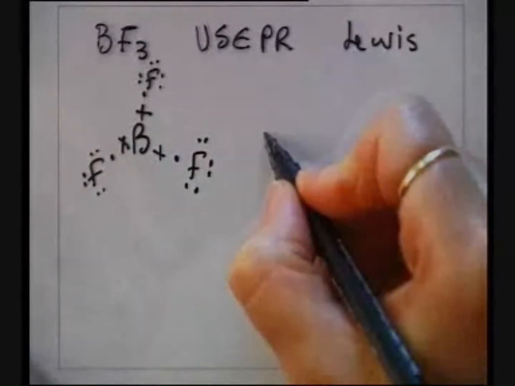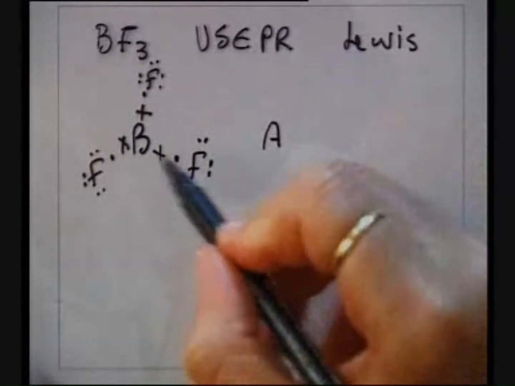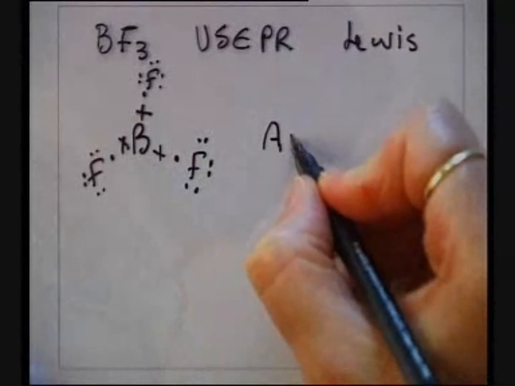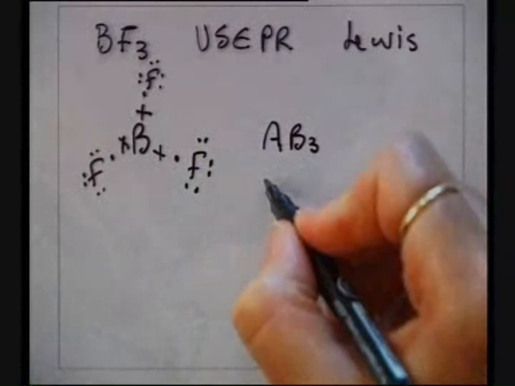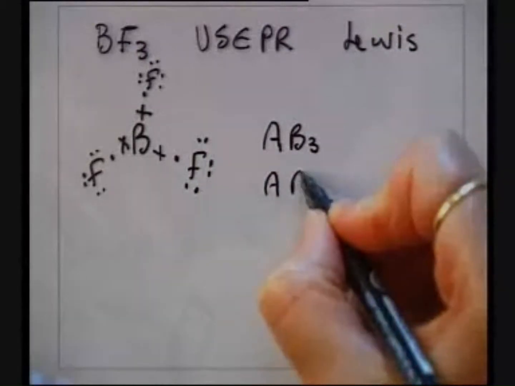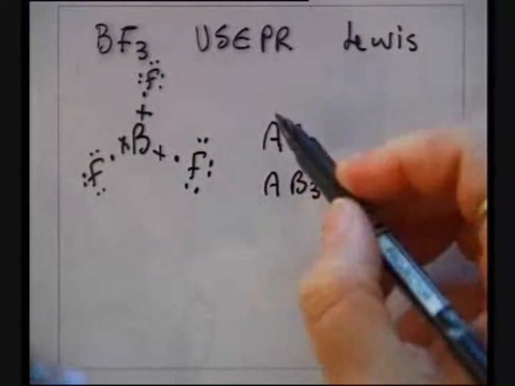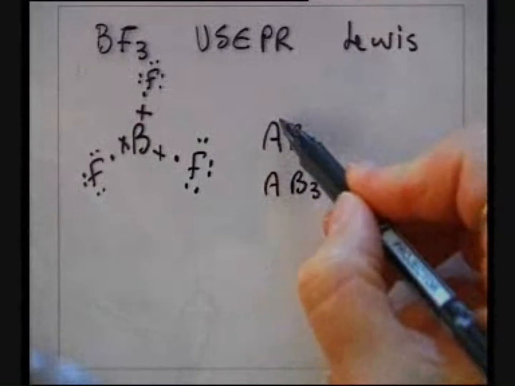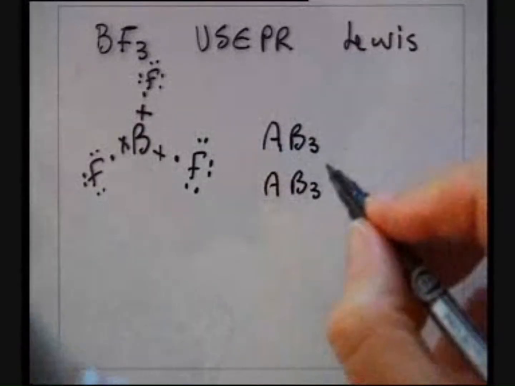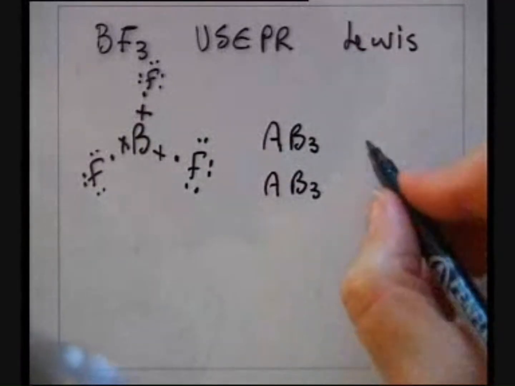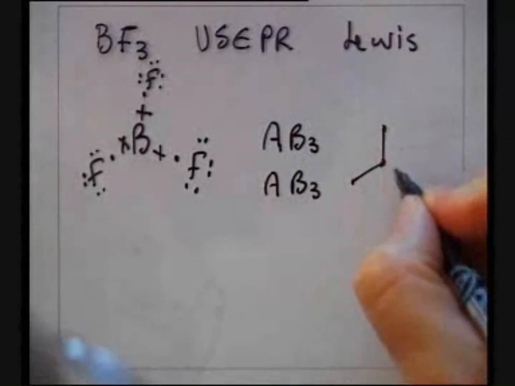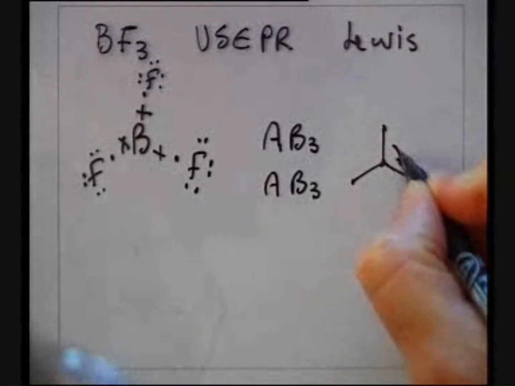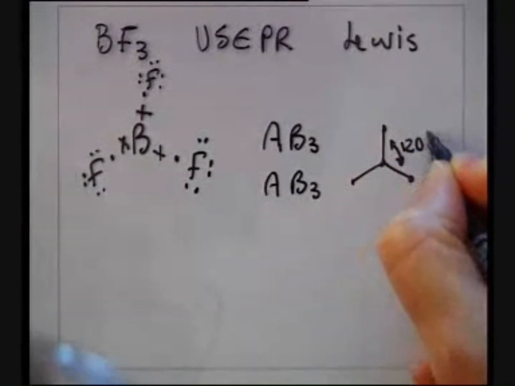We have the central atom A, boron now represented by A, and 3 terminal atoms. The electron pair geometry will be the same as the molecular geometry. We haven't got any lone pairs around the central atom. Electron pair geometry AB3 will predict a trigonal planar geometry with bond angles of 120 degrees.